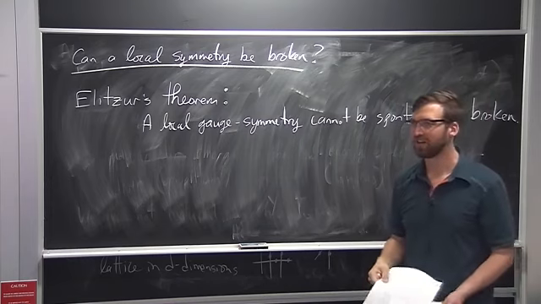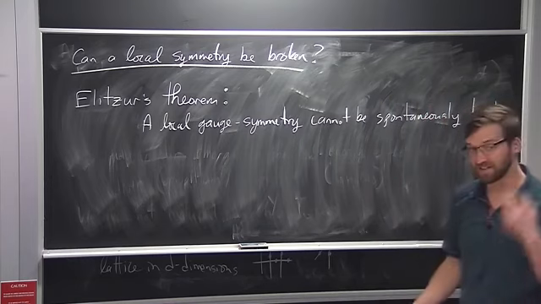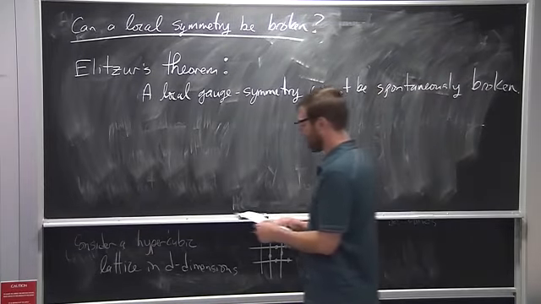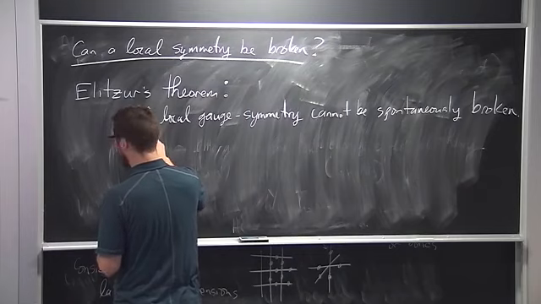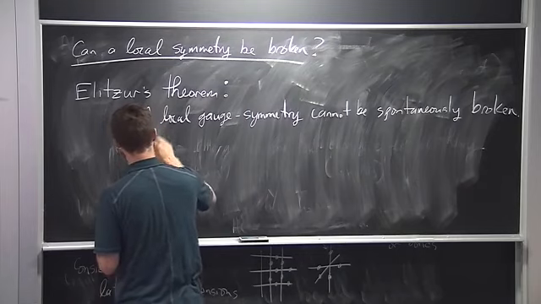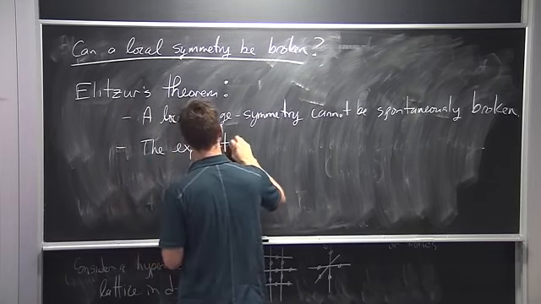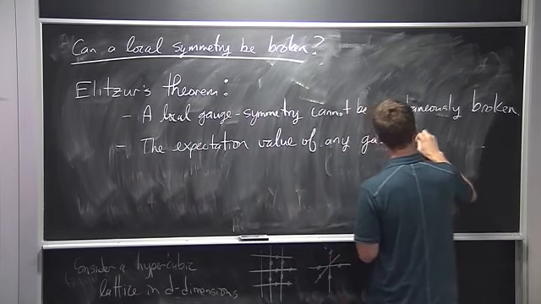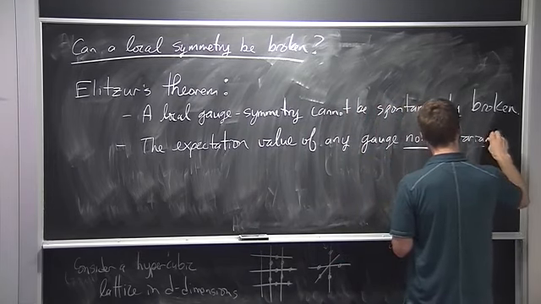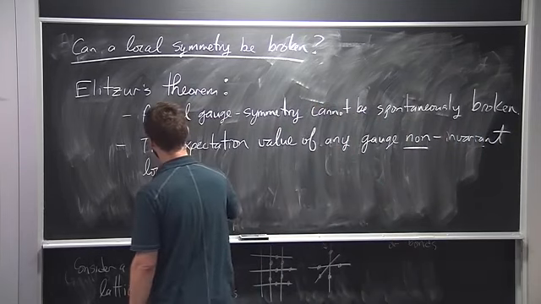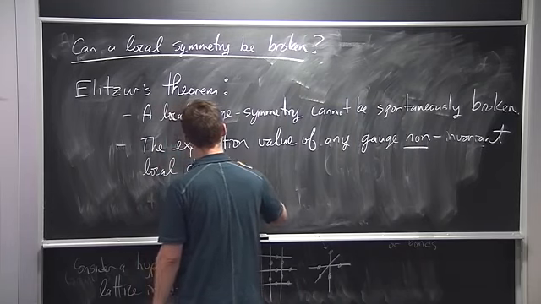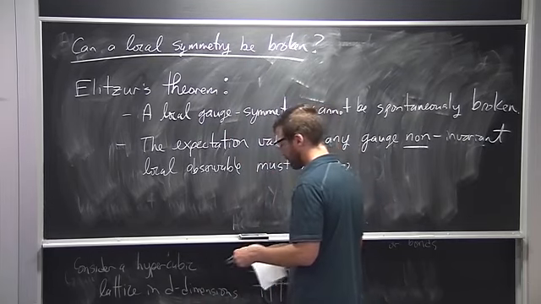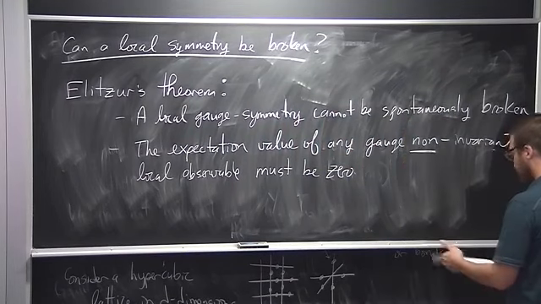Let me say it another way. Spontaneous broken symmetry means you have an expectation value, like in the Ising case of the magnetization, right? Your M is non-zero. So another statement is that the expectation value of any gauge non-invariant local observable can't be non-zero, but must be 0. And the magnetization is locally gauge invariant.